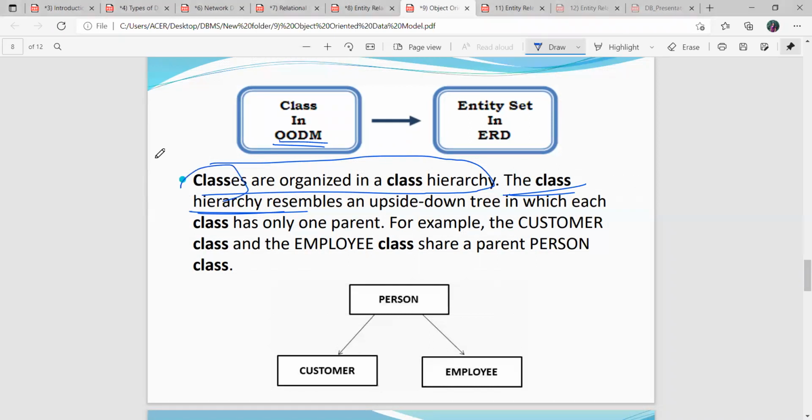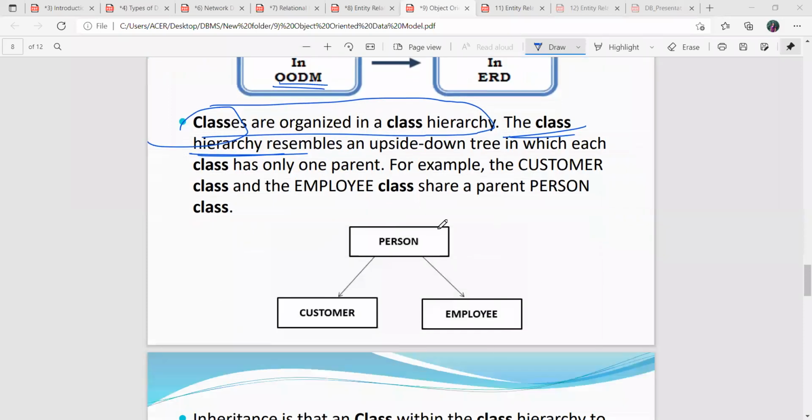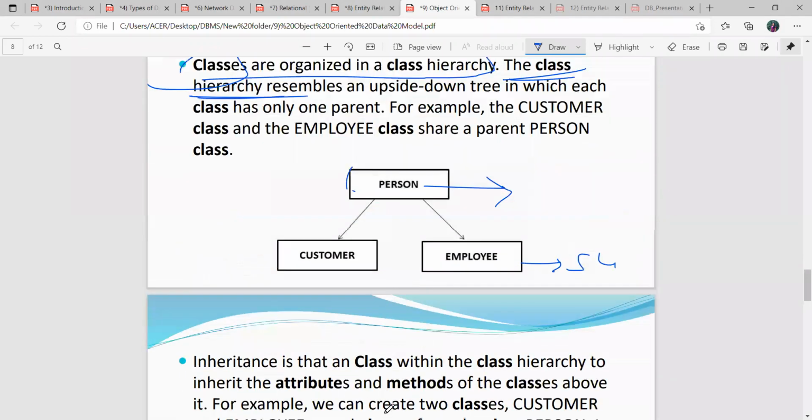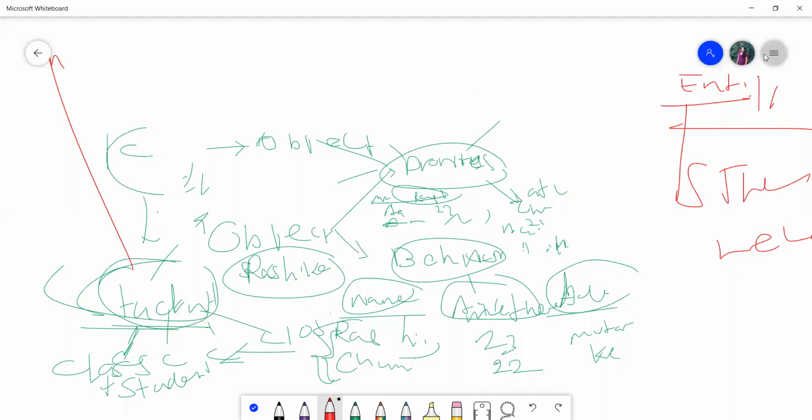So when we consider these classes, this is the class hierarchy. You can see this is the main one, this is the parent, and these are the subclasses. Don't misunderstand. Wait. Okay. So in this case, there are two classes. Then I'm going to this one.